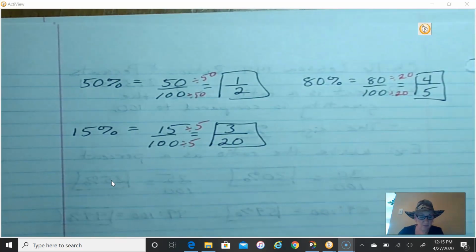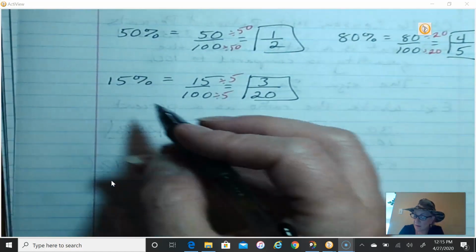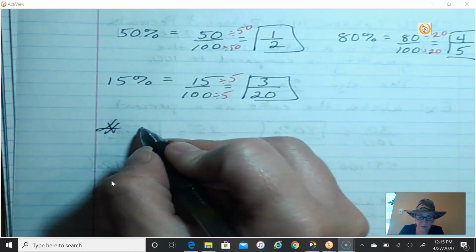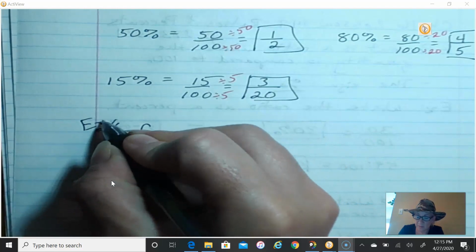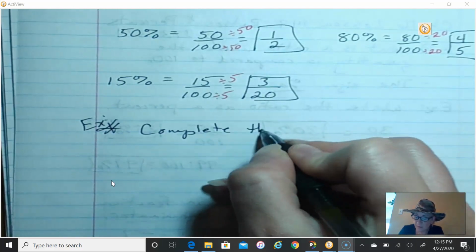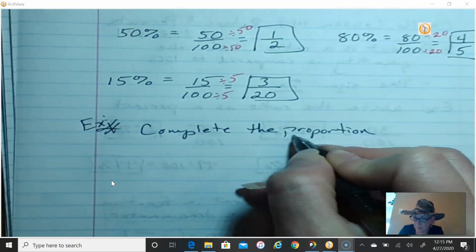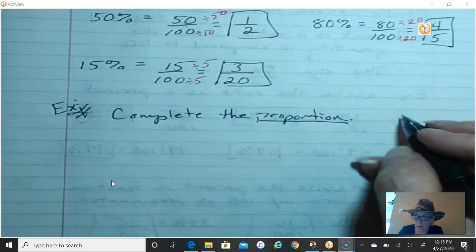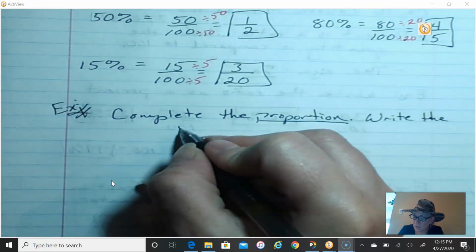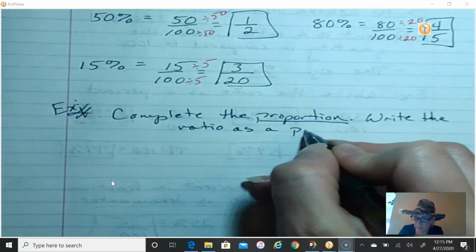Okay, now we're going to talk about proportions. So I think you got the idea here. This is another thing, proportions. This is another example. It says complete the proportion, write the ratio as a percent.